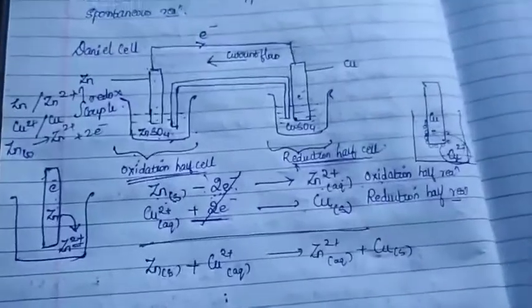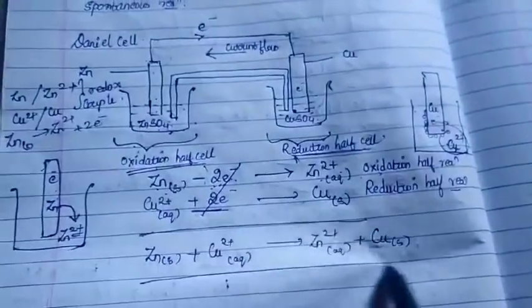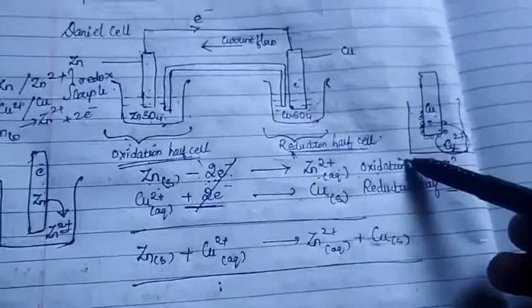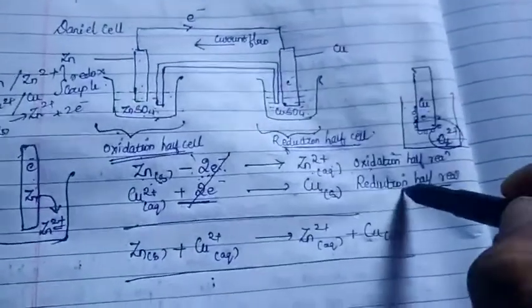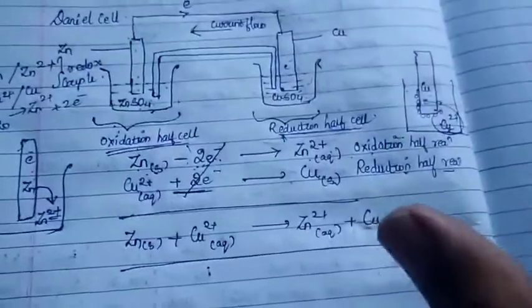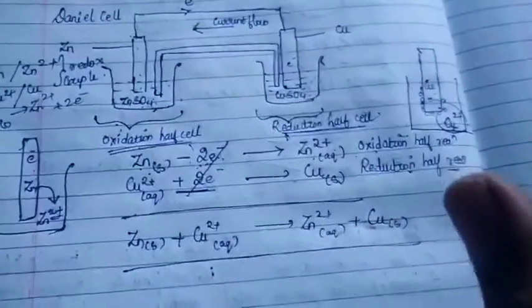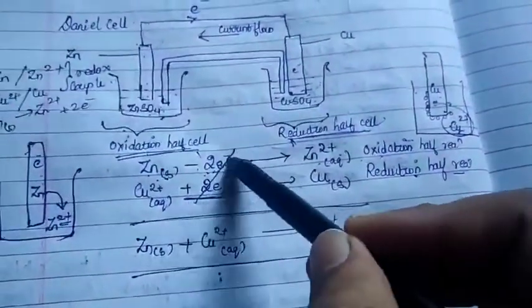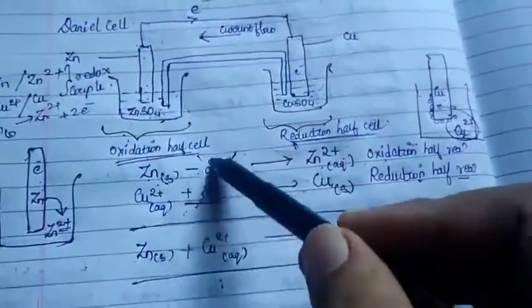Can you see? Whatever complete cell reaction we write is actually the sum of your oxidation half reaction and reduction half reaction. Mark my words, very much important. This concept will be utilized in your competitive exams. Why did I cancel the minus 2 and plus 2 electrons here? Because they were the same and they had opposite signs.